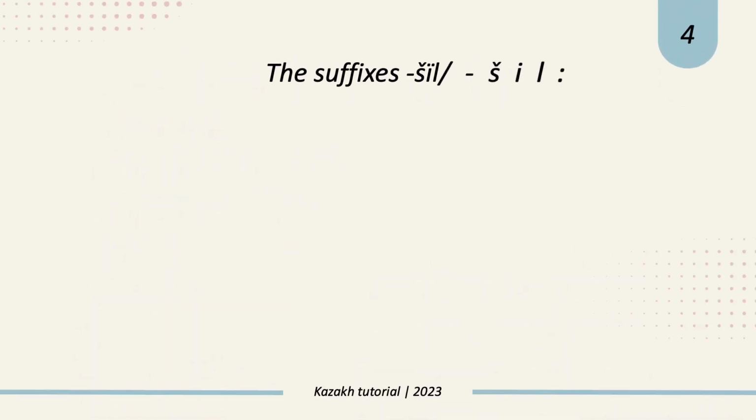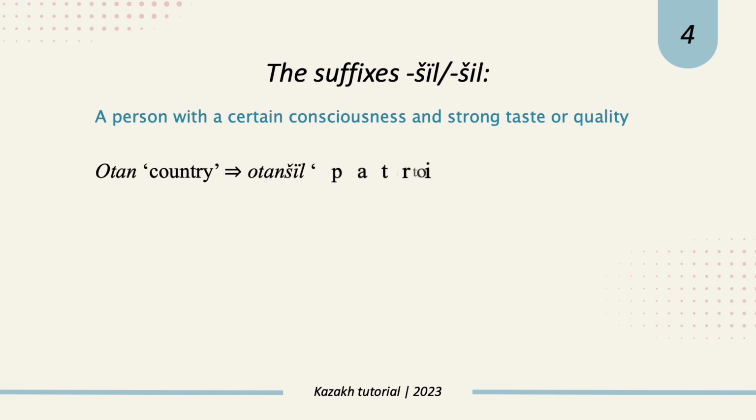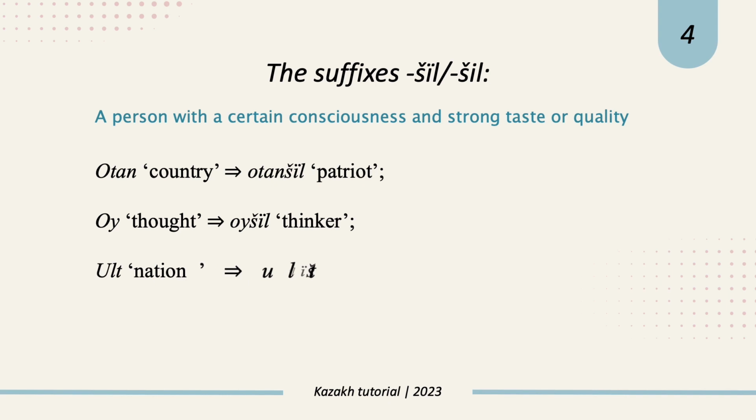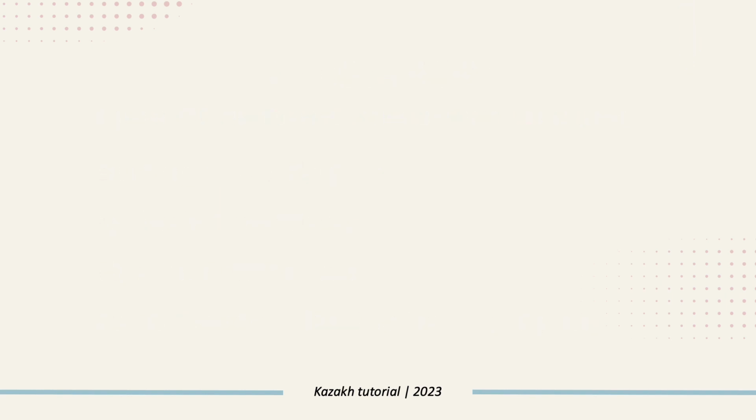The suffixes -шыл and -шіл can be added after nouns or adjectives to create new nouns, expressing a person with certain consciousness or strong taste or quality. Example: отан, country, отаншыл, patriot. Ой, thought, ойшыл, thinker. Ұлт, nation, ұлтшыл, nationalist. Кешірім, forgive, кешірімшіл, forgiver or tolerant person.